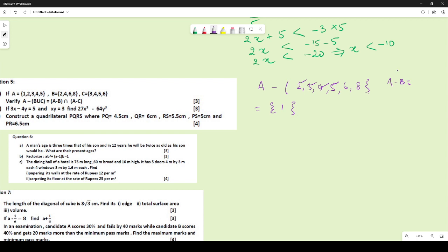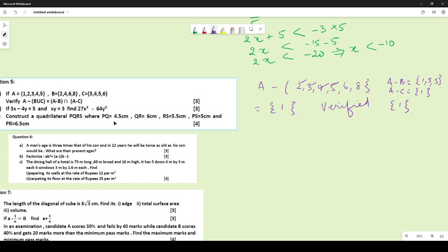What is there in A but not in B? So we have 1 and 3 and 5. A minus B is 1, 3 and 5. A minus C is just 1. So when you do the intersection over here, it comes to 1. So both of them are 1, hence verified.